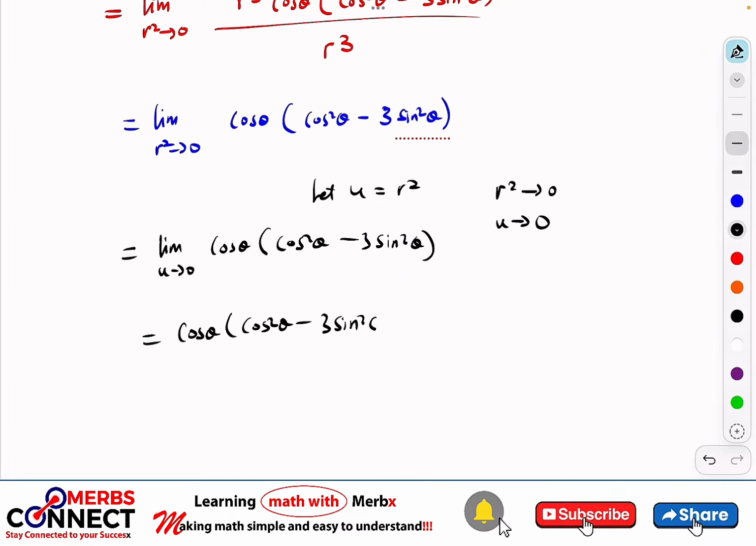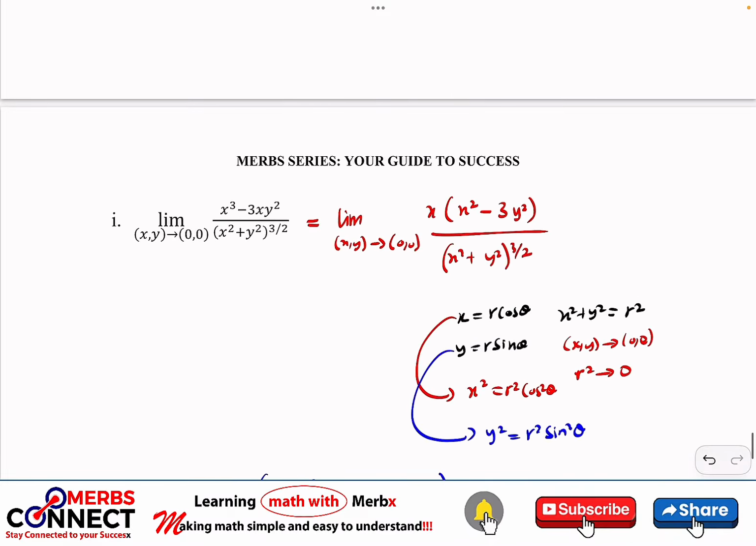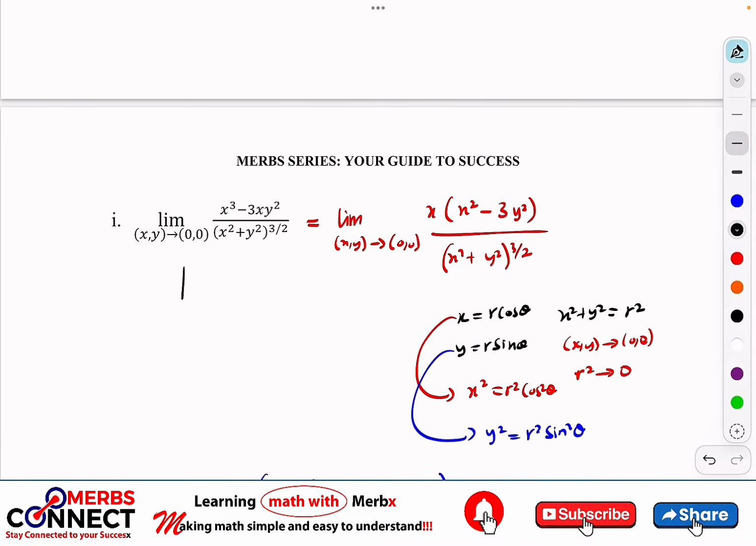So what are we saying here? We are going to say that it does not exist. I think I've explained one of them already, because if the value of theta changes, the limit value too changes. So we are going to say that this does not exist.